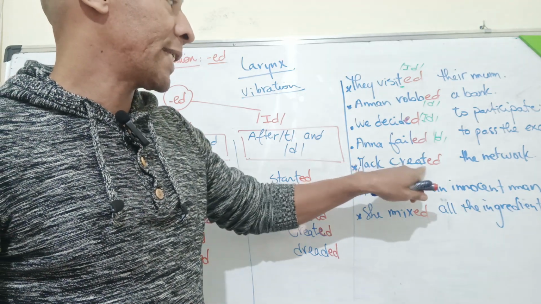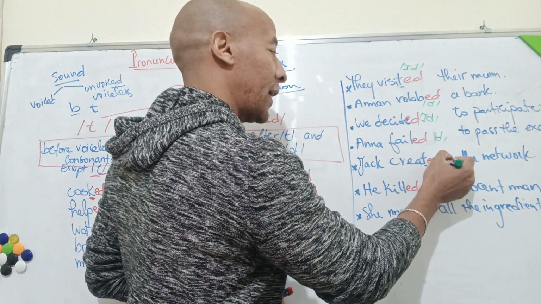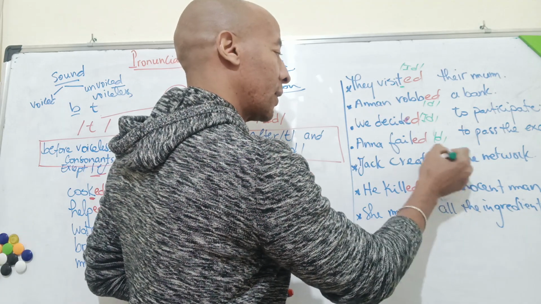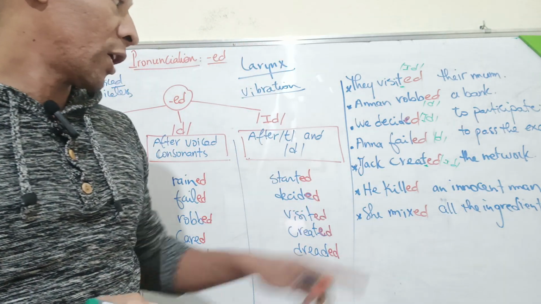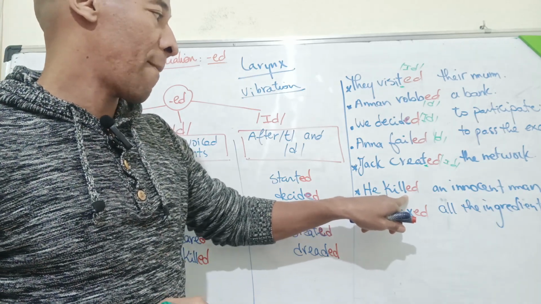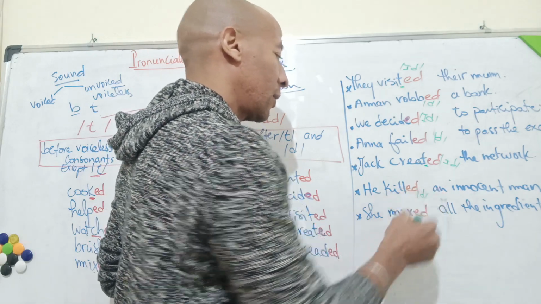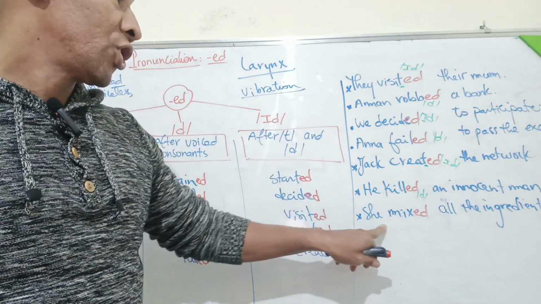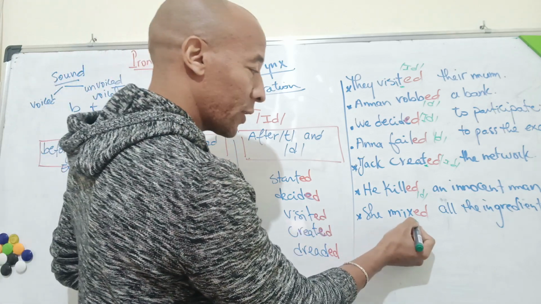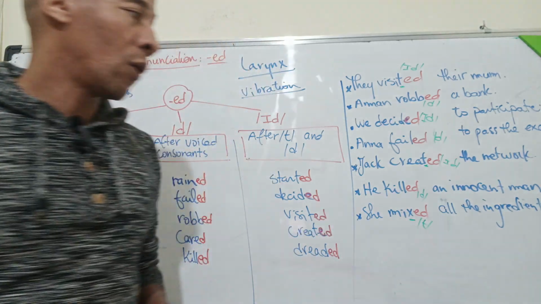Jack create. Here we have a t, so created. Created the network. He killed. It's a voiced sound. So here we say killed an innocent man. She mixed. So it's a voiceless sound. So we have here mixed all the ingredients.